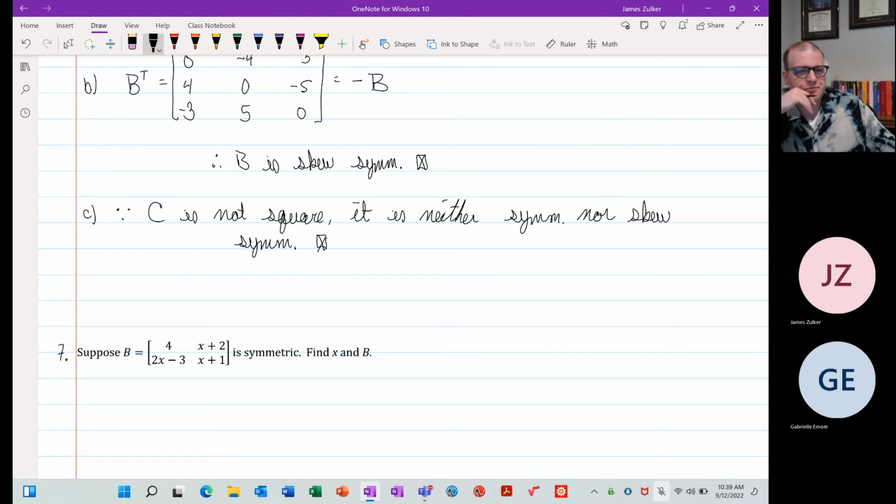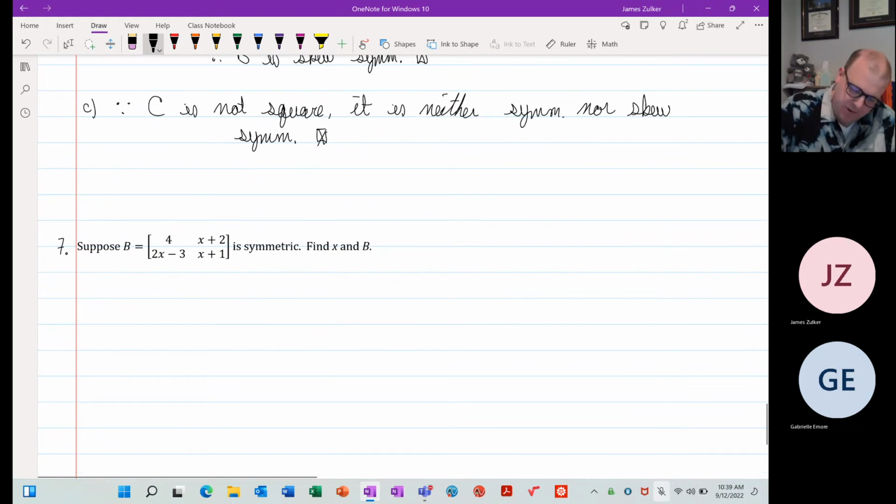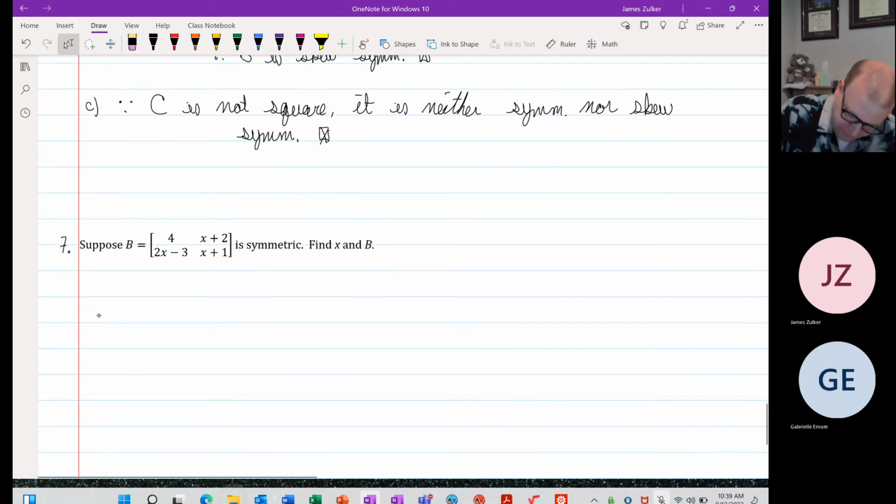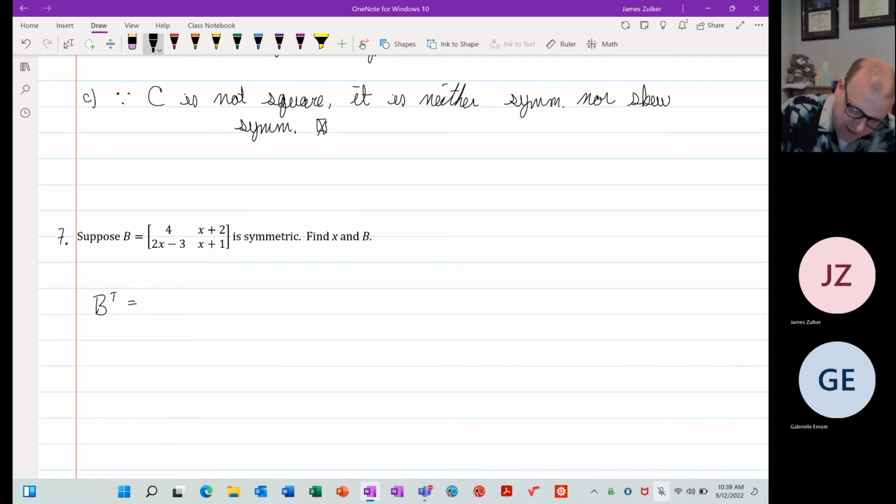And finally, we're given the matrix here, 4, x plus 2, 2x minus 3, and x plus 1. We are told to assume that that is symmetric. We want to solve for x and then write out what the matrix B actually is. So remember, symmetric means it is equal to its transpose. So write out its transpose, which has to equal B.